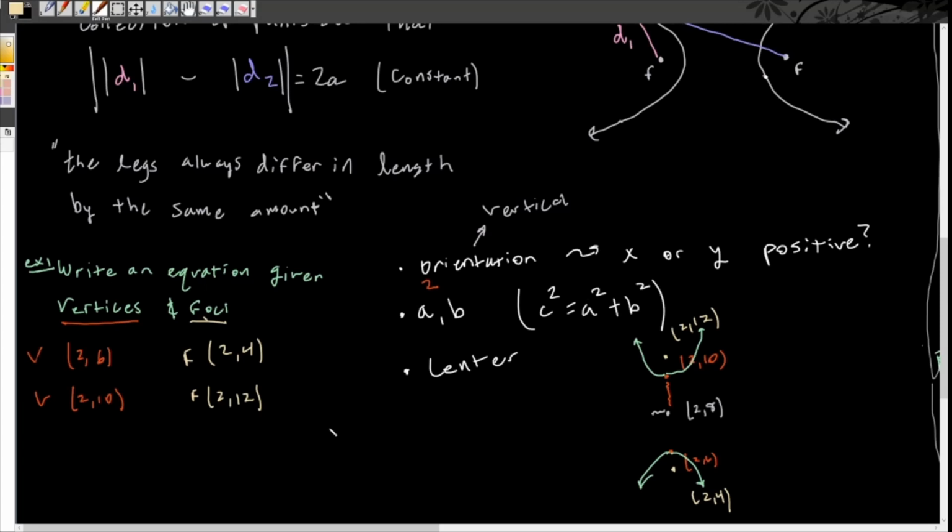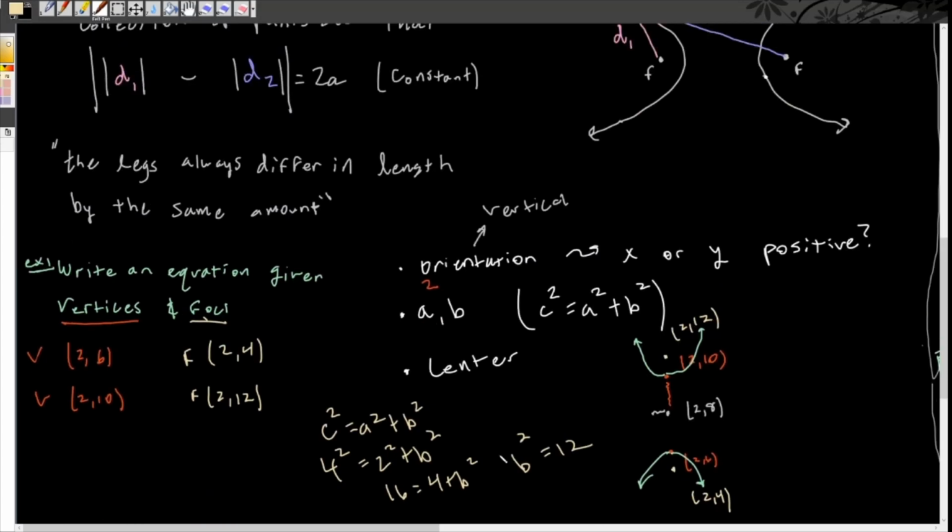So c squared equals a squared plus b squared. So 4 squared equals 2 squared plus b squared. So 16 equals 4 plus b squared. So b squared is 12. So now we're ready to write the equation.